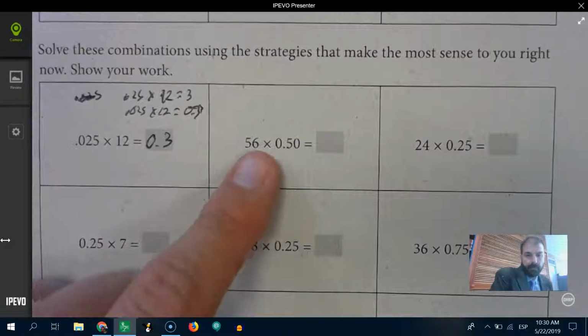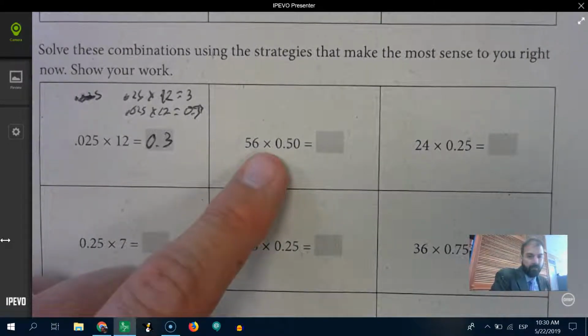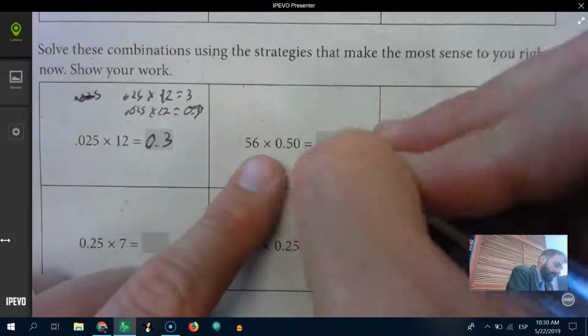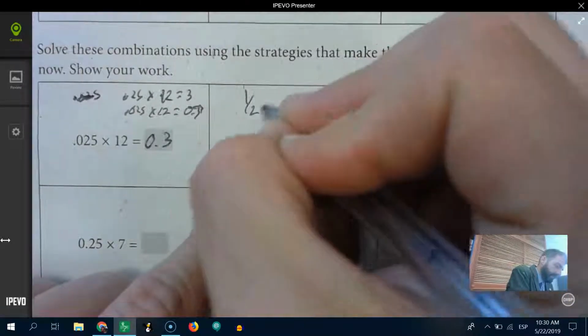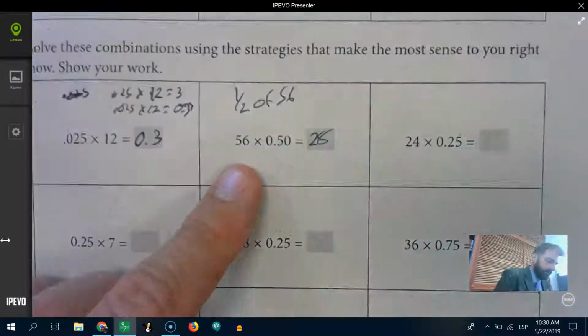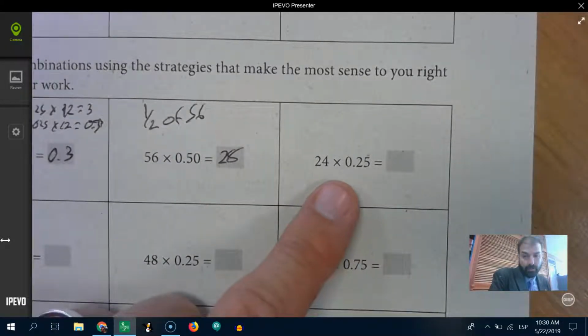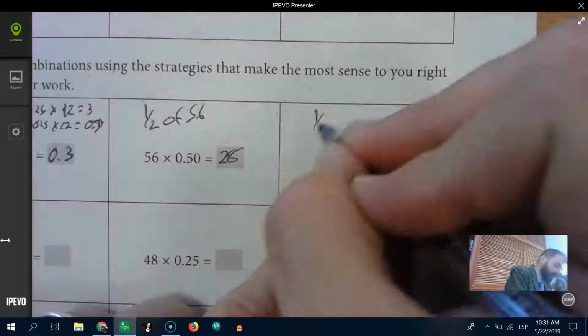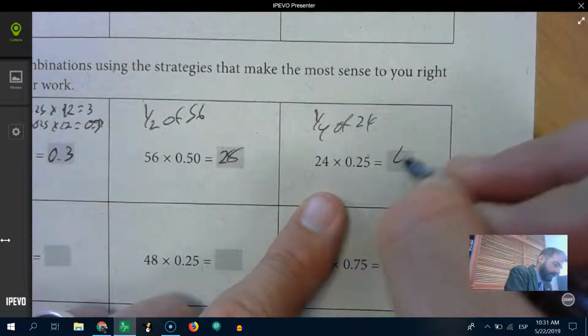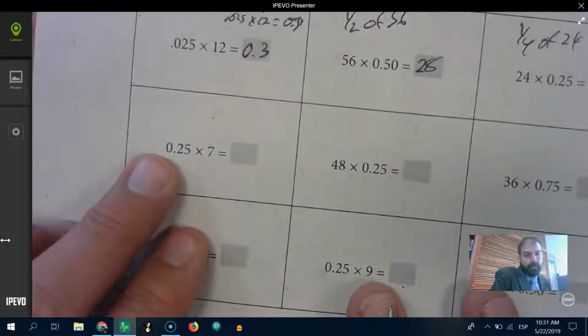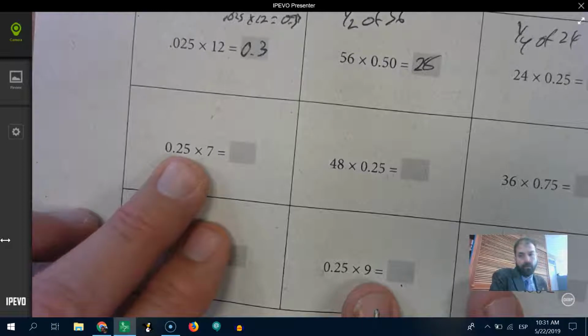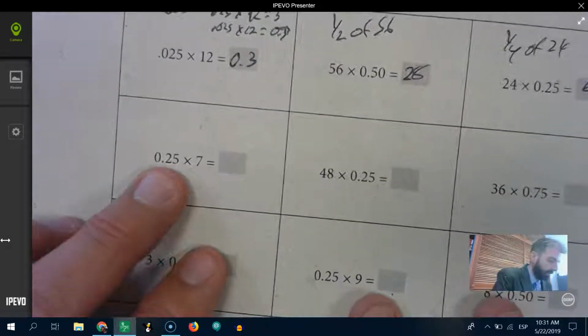So 3/10. 56 times 0.5, well, this is just half of 56, so that's going to be 28. So I'm going to write half of 56. 24 times 2/5. So again, that's 25 hundredths. That's a quarter. So 1/4 of 24, that's 6. 0.25. Oh, well, yeah. Okay. Good Lord, I thought I messed that up.